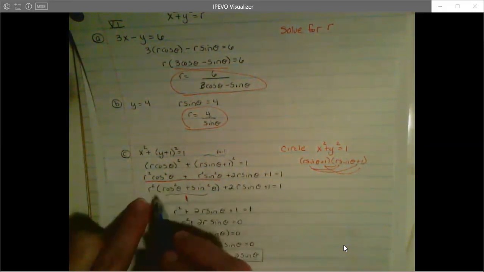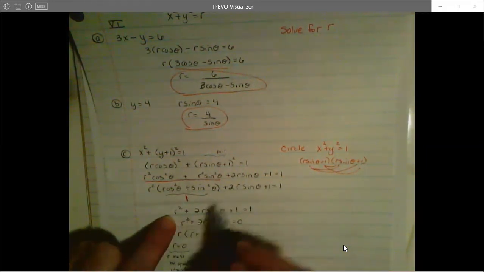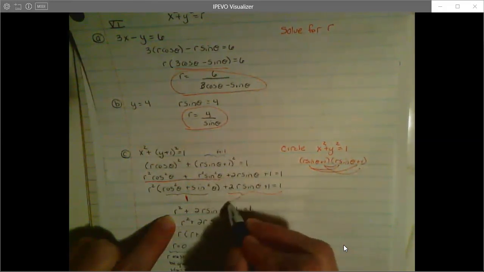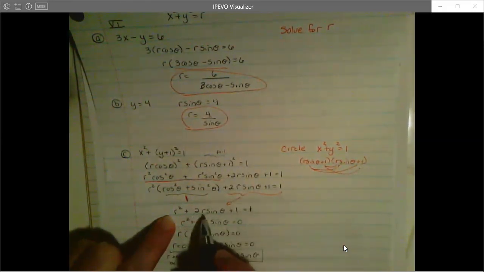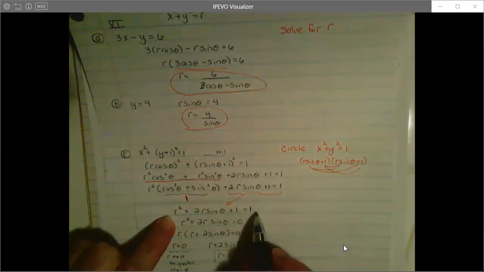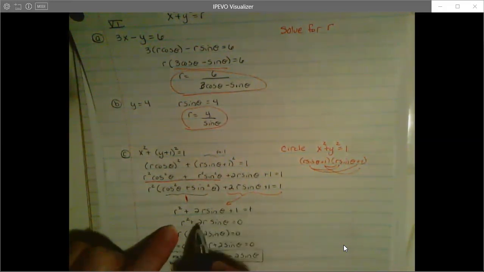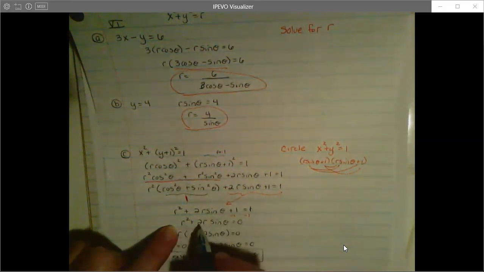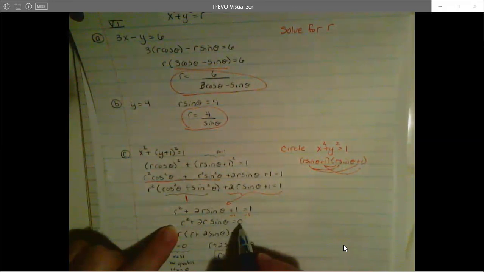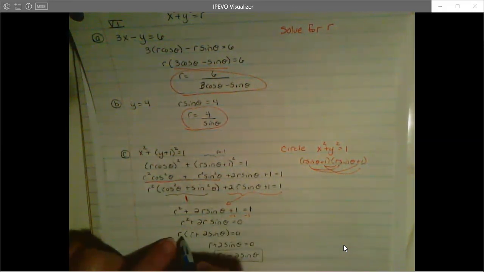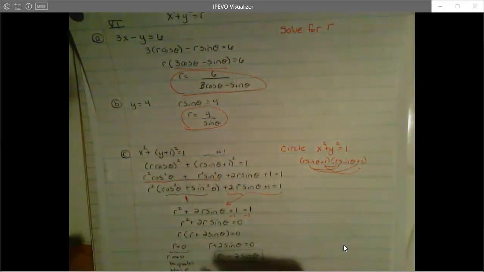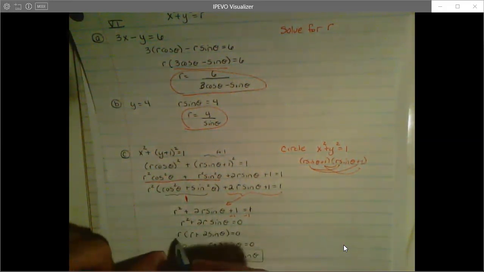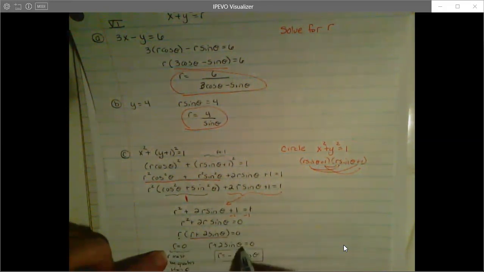So now all of this over here becomes just r squared plus, and I'm pulling this down right here, 2r sine theta plus 1 equals 1. So now I'm going to get rid of this 1, move it over to the other side, and I get r squared plus 2r sine theta equals 0. Factor out an r, and I'm left with r times (r plus 2 sine theta) equals 0. And I can set both of these parts equal to 0. So r equals 0 and this equals 0.